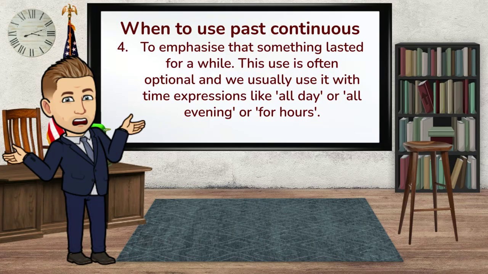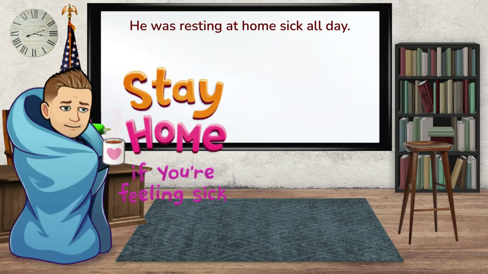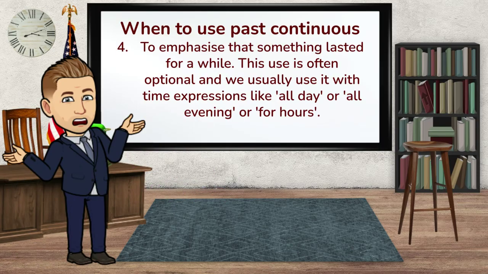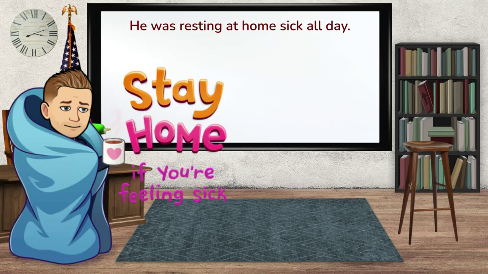Okay, here's another rule when to use past continuous. So you're going to use past continuous to emphasize that something lasted for a while. So this use is often optional, and we usually use it with time expressions like all day or all evening or 4 hours. So let's go ahead and take a look at some examples here. He was resting at home sick all day. So if we look back at that rule, it lasted for a while and it was all day. So obviously, when he was feeling better, he wasn't resting at home anymore. So this is a temporary situation that lasted all day.